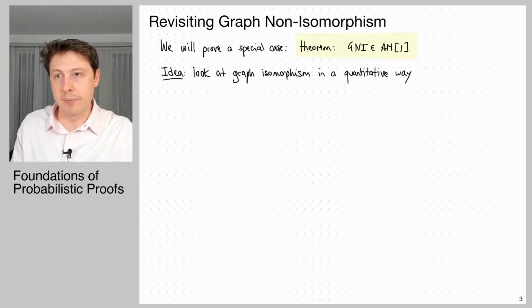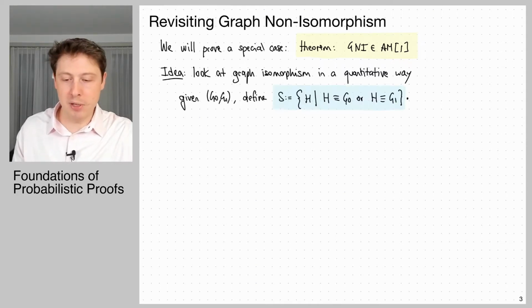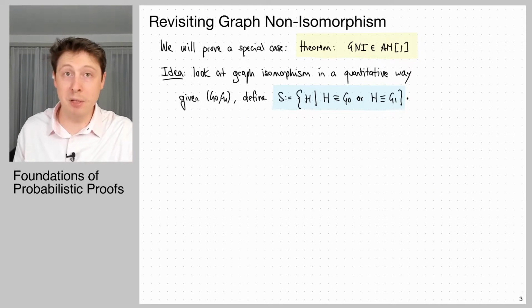At a very high level, the main idea behind designing a public coin interactive proof for graph isomorphism, and more generally any other language, is we're going to look at it in a more quantitative way, and specifically we're going to define this set S. Okay, so you give me two graphs, G0 and G1, maybe they're isomorphic, maybe they're not, and this set S is going to be all graphs that are isomorphic to either G0 or G1.